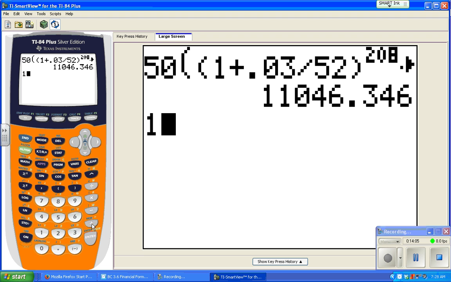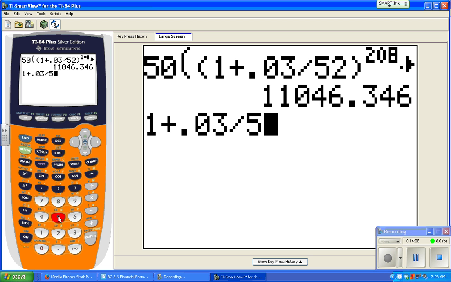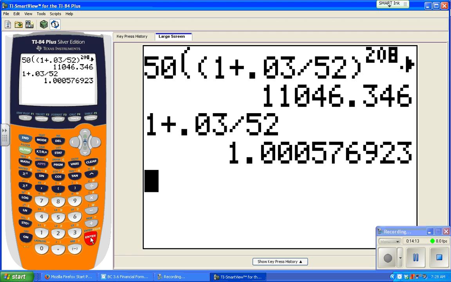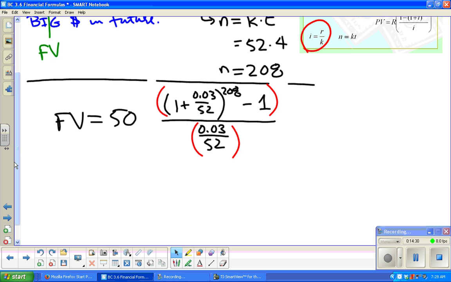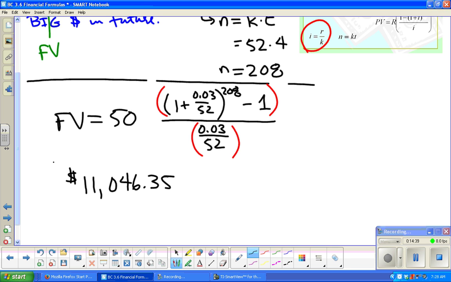So just a quick little aside here. If I had just this part, because some people would want to type that in separately. If I type this in as 1.0, I'm not making any interest anymore. I cannot do that. I need to have that whole chunk there. I need lots of decimal places. You have to have it. Okay. All right, so all said and done, this was $11,046, and we'll call it 35 cents since it was 346.